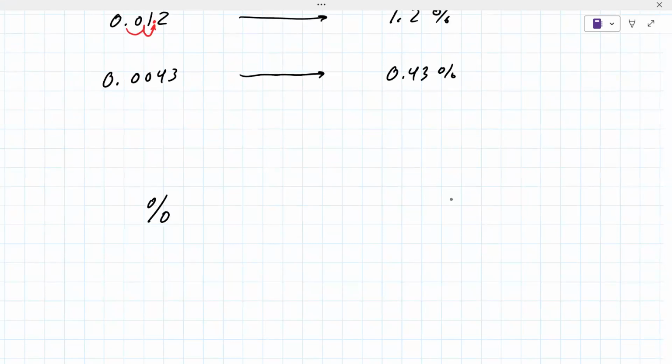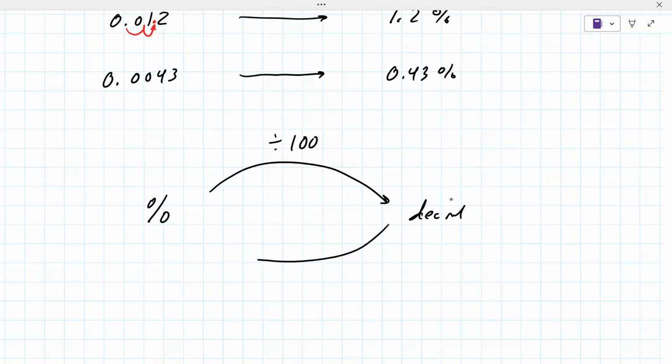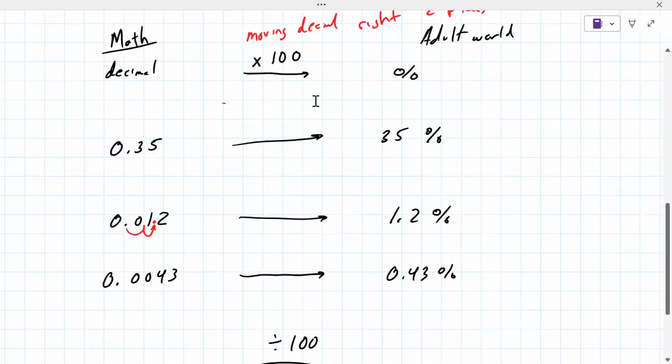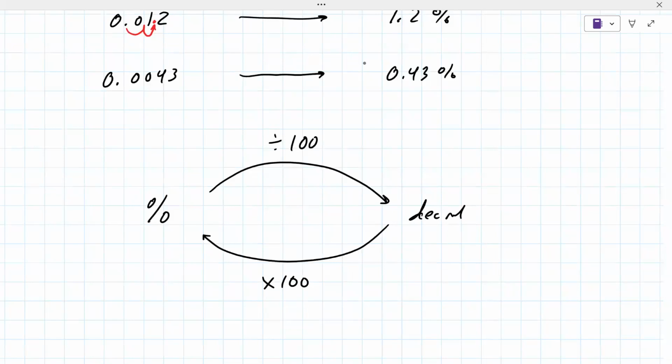Okay, so here's what you have to remember. If you're in the world of percentages and you want to go to a decimal, you divide by 100. If you want to go from a decimal to a percent, you multiply by 100. You have to be super fast at this, good at this. You can think about how you want to move the decimal. Like when you're going from decimal to a percent, we talked about it moving to the right. Decimal left, maybe you want to remember that as well.